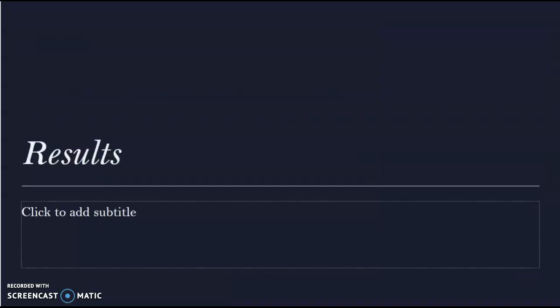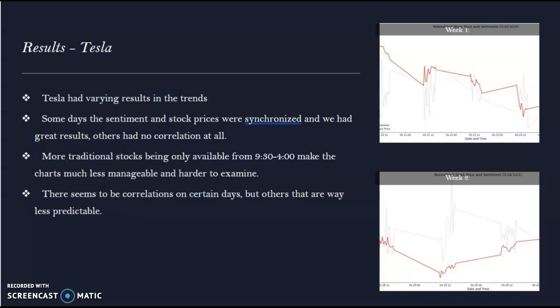These were our results. Our results for Tesla were varied. Some days, sentiment and stock price seemed to be directly correlated. Other days, they ran in different directions. This being a technology company traded on the stock exchange, we could only use data from 9:30 to 4 Eastern Time. For some reason, we weren't able to surmise correlations between the tweet sentiment and the stock price, though correlations strengthened on downward slides of stock and sentiment, more than upward moves.